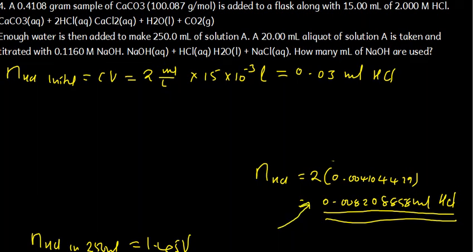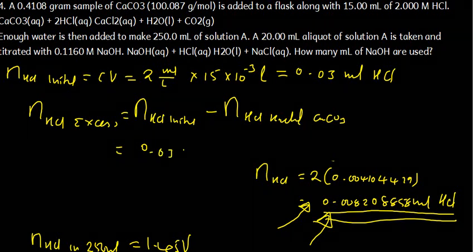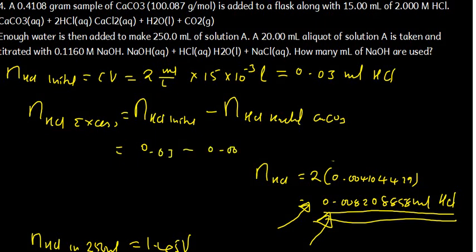These are the moles which reacted in the second reaction. So how many moles are left to react? I mean, these are the moles which reacted in the first reaction with calcium carbonate. Now, how many moles are left to react in the second reaction? The number of moles of hydrochloric acid in excess, which reacted in the second reaction, is equal to the number of moles of hydrochloric acid initially minus the number of moles of hydrochloric acid which reacted in the first reaction with calcium carbonate. The initial number of moles we've already found, 0.03. Those which reacted with calcium carbonate we found 0.008208858.